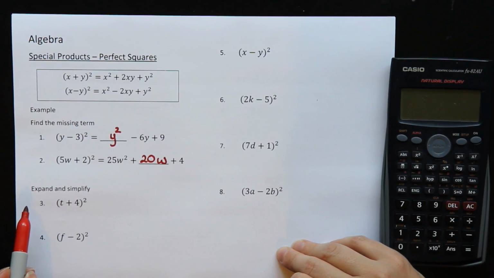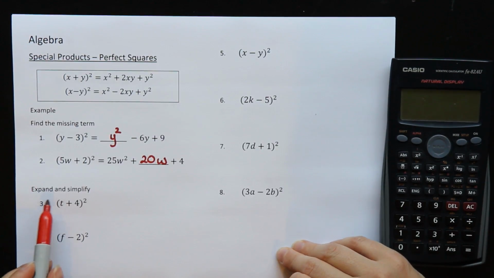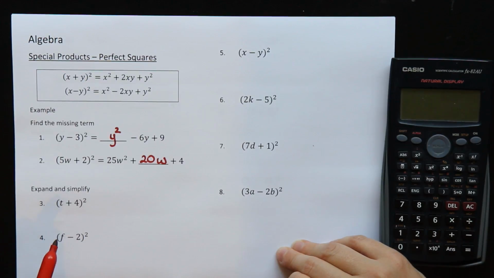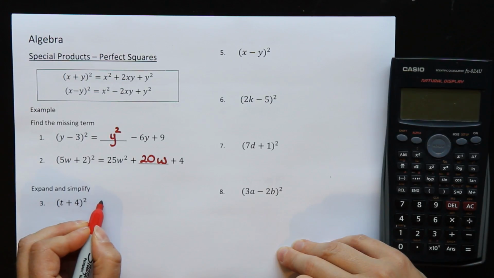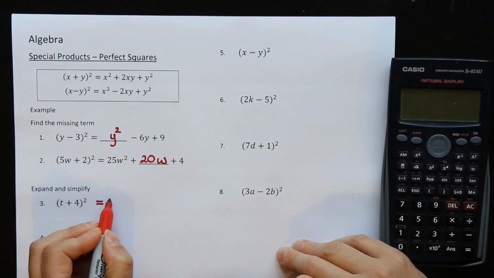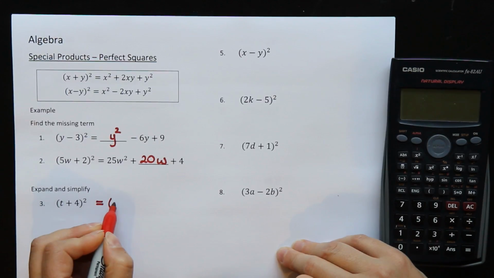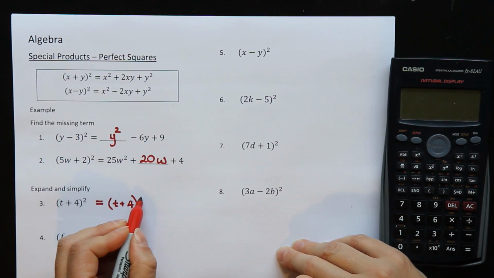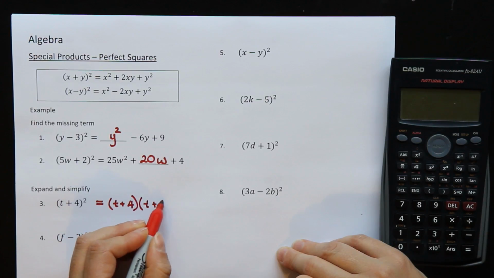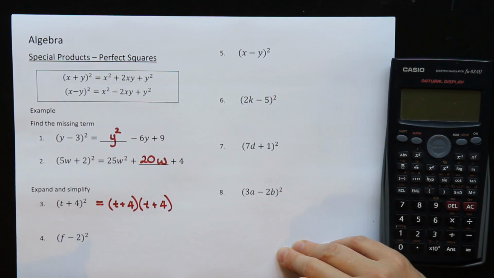So in question 3 here, I want to expand and simplify. What I might do is I might show you the old way of expanding and then show you how that relates to the shortcut. So if I was to expand this like we did last lesson, we would have the two brackets next to each other, t plus 4 squared means t plus 4, and another bracket of t plus 4. That's another way that you can write that.